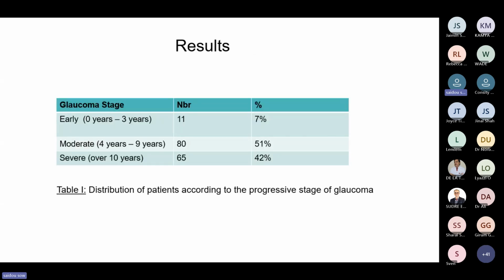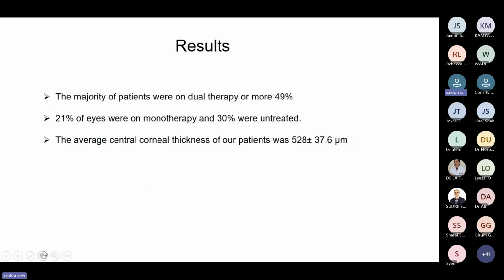The results show that 7% of patients were classified as early stage glaucoma, 51% as moderate stage, and 42% as severe glaucoma, depending on the time of evolution of the glaucoma. The majority of our patients were on dual therapy or more, 49%. 21% of the eyes were on monotherapy and 30% were untreated. The average central corneal thickness of the patients was 528 micrometers.